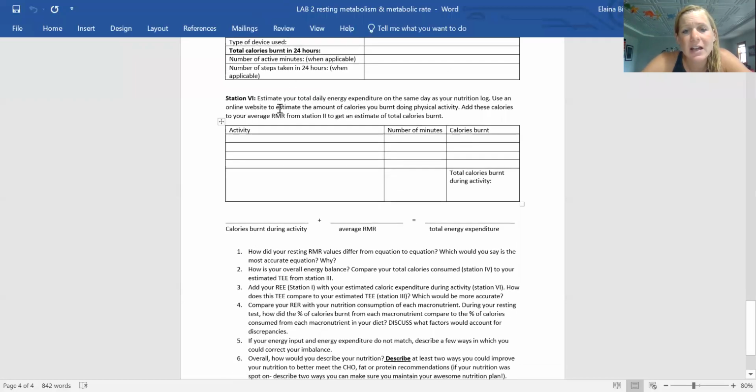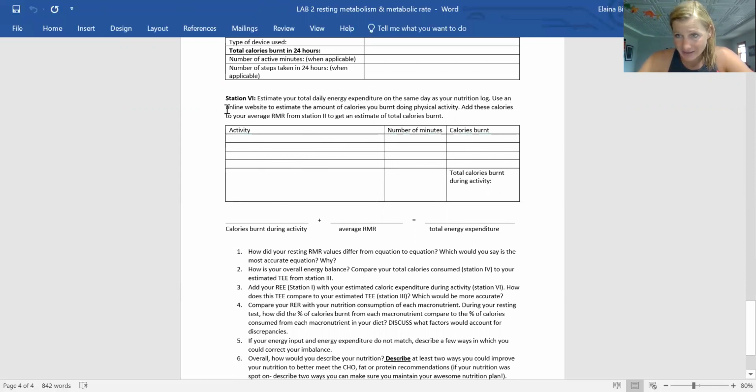And then lastly, do this on the same day as your nutrition log, but you're going to estimate your total energy expenditure in one day. When you think about activities, I don't want you to just put, okay, I had football practice 120 minutes or whatever. Well, what else did you do in that particular day? There's 24 hours. We want to account for those the best that we possibly can.